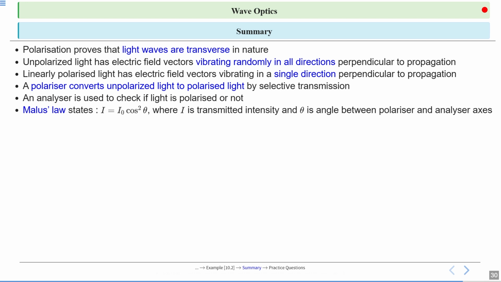Malus law is fundamental in understanding light intensity through polarizers. The law states that the transmitted intensity I is equal to the initial intensity I naught times cos square theta, where theta is the angle between the transmission axis of the polarizer and the analyzer. This relationship helps us predict how light behaves as it passes through optical elements. When unpolarized light passes through a polarizer, the output intensity is reduced to half of the input intensity. This is because the polarizer allows half of the randomly oriented electric field vectors to pass through, demonstrating the selective nature of polarization.